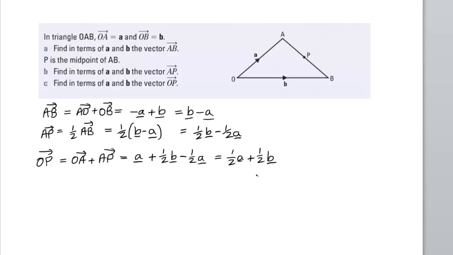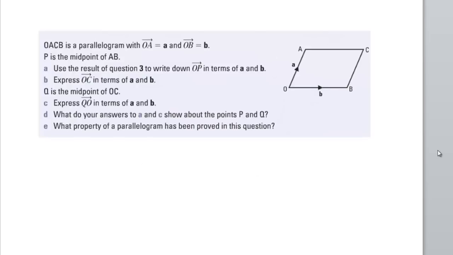So here we have a parallelogram. And the result from question 3 is what we've just worked out, that the midpoint is, so OP we can state, because that's what we've just worked out, is a half of A added to a half of B. So P is there somewhere.